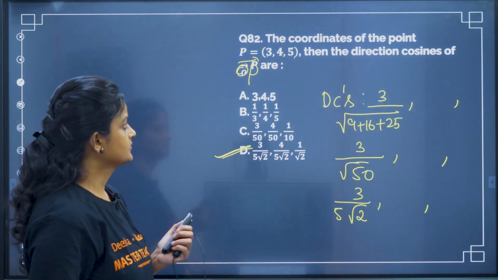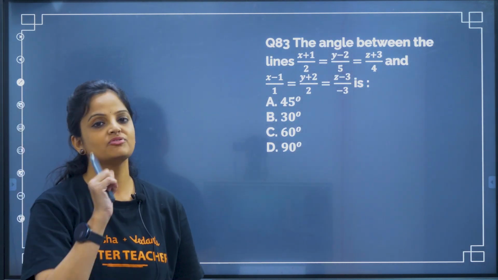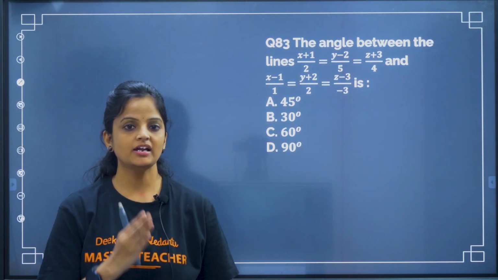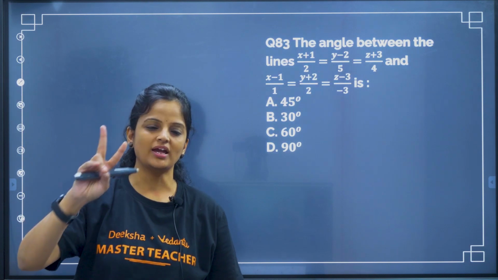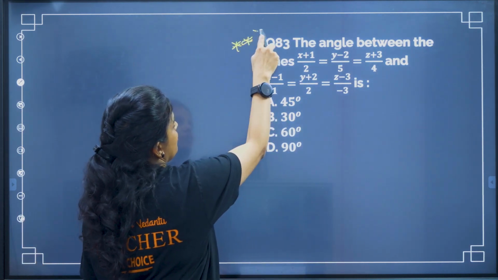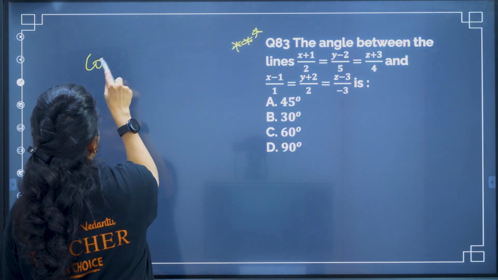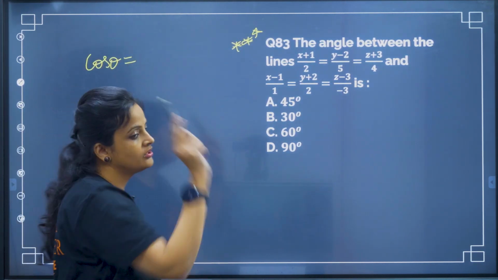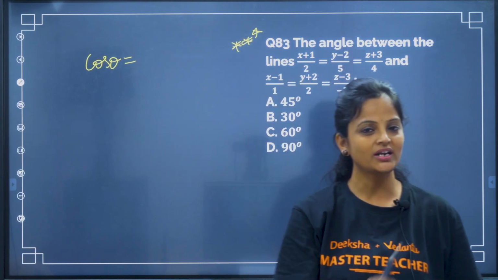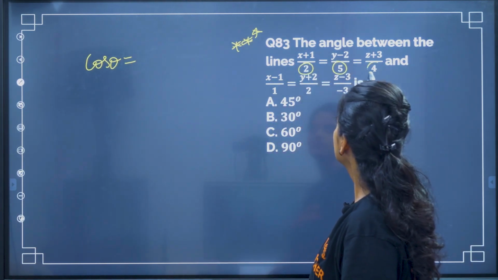Okay, done. 83rd question. How many times have we done this question? Tell me. Angle between two lines. Many times we have done this. The pattern is important. Angle between two lines, what is the formula? Last time I wrote the formula for you. Now I am not writing the formula. Which values are important?